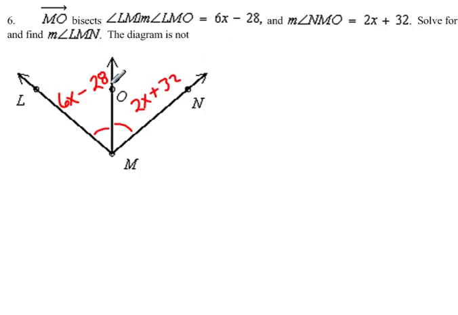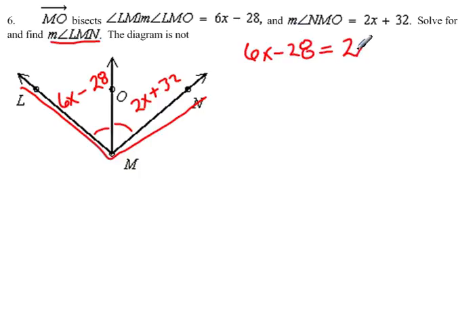Solve for x and find, notice what it's asking, find the measure of LMN. So we're looking for LMN. So once we find x, we can't just plug it in and be done, because we want to find the measure of the whole angle. Well, in order to find x, since the ray bisects, and to bisect an angle is to cut it into 2 equal parts, we would set them equal to each other.